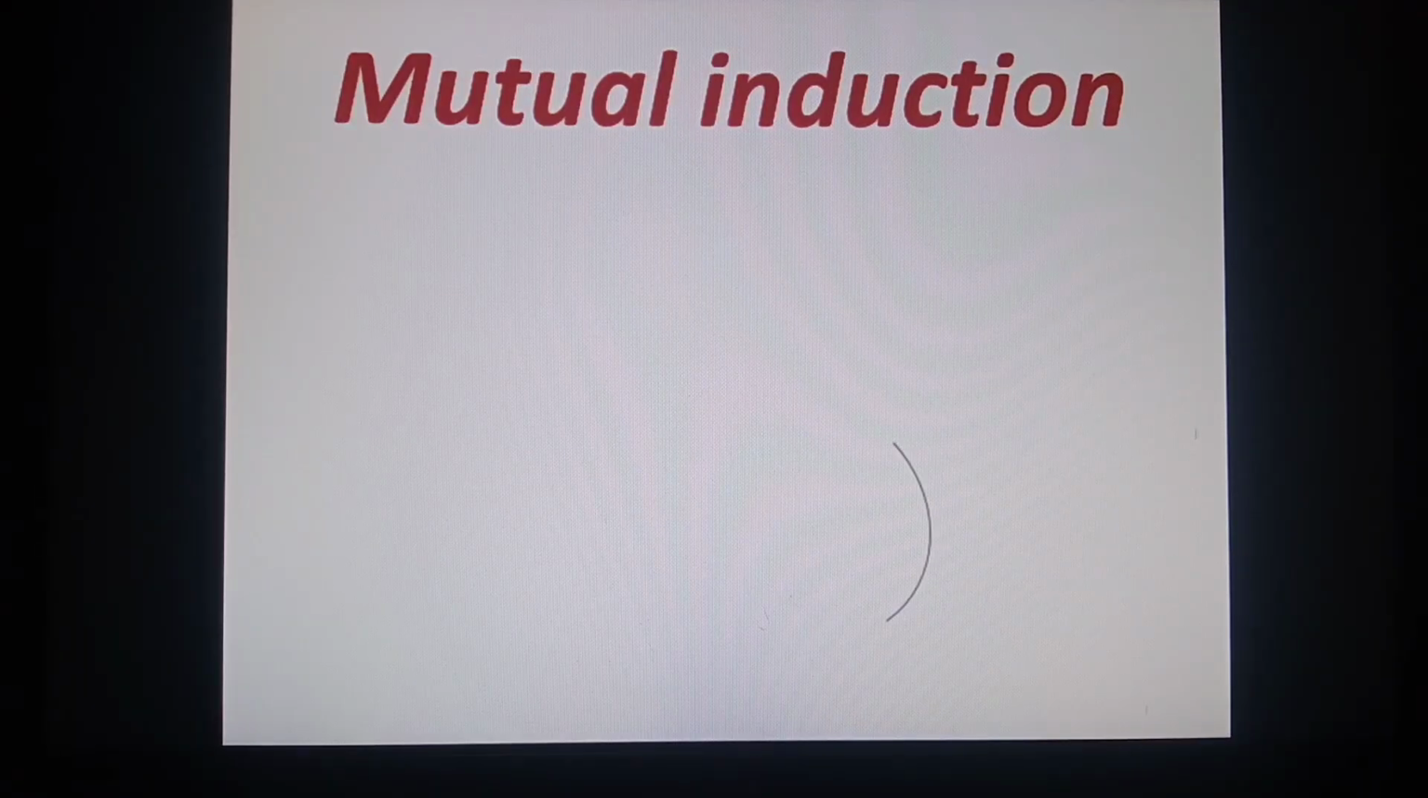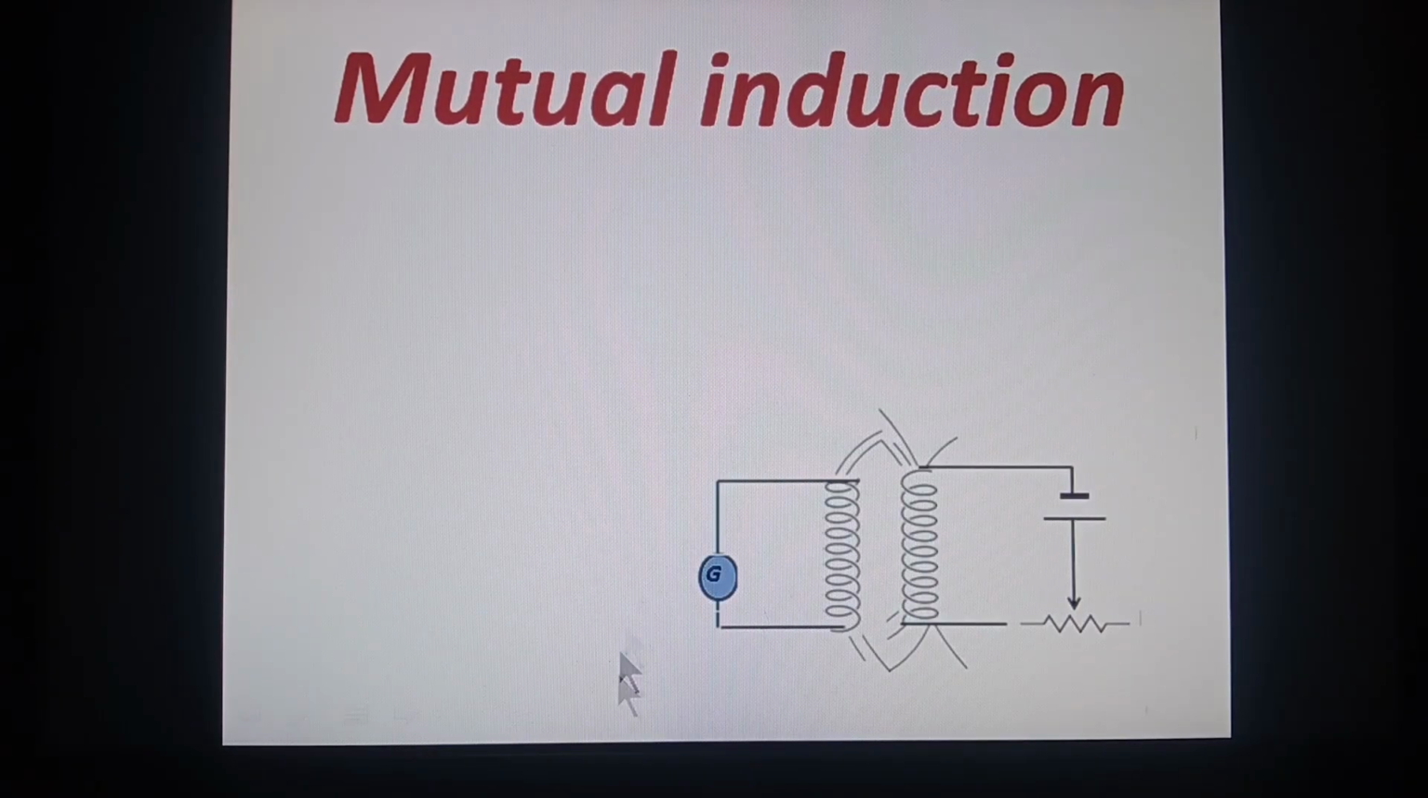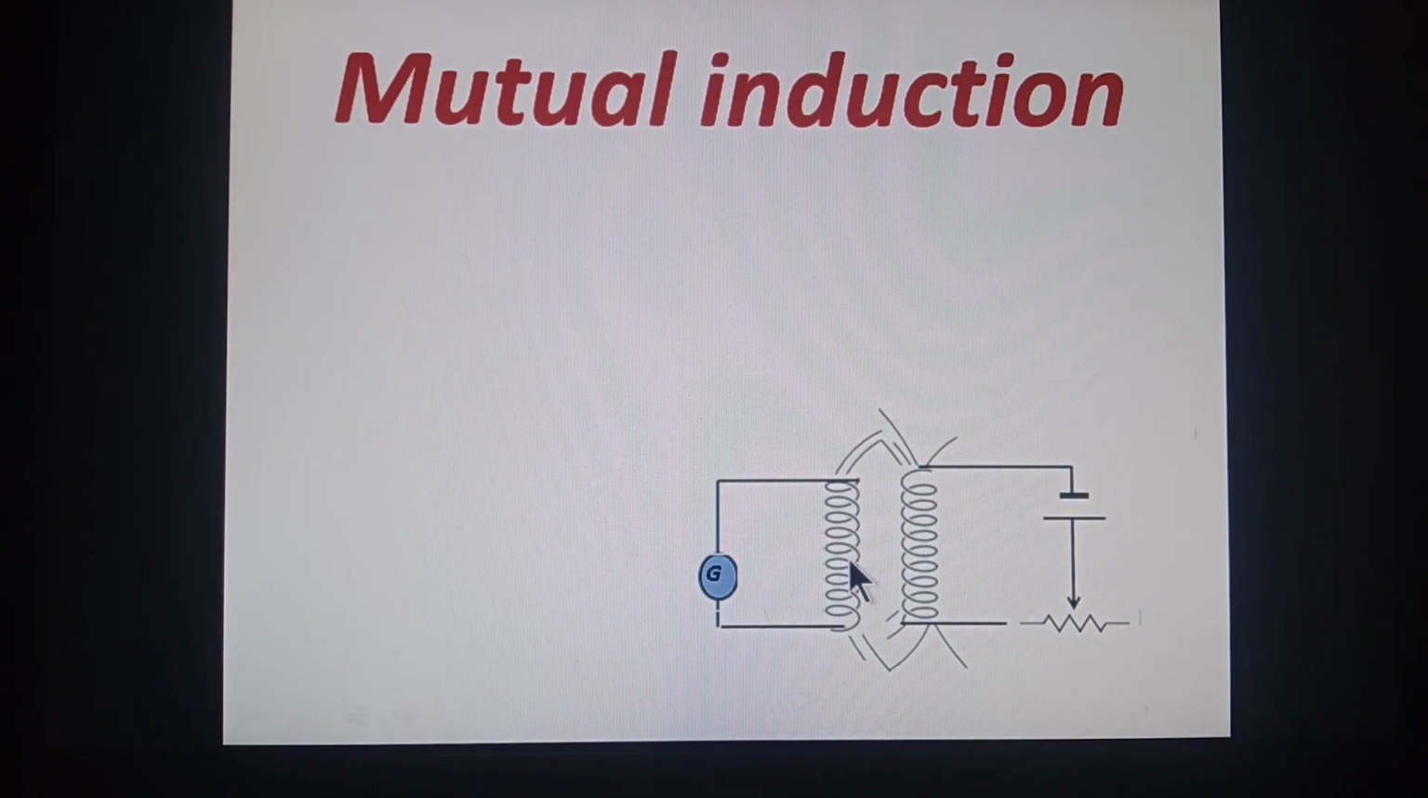The topic is mutual induction. Students, look at this circuit diagram in which two coils are placed near each other. One is connected with a variable voltage source. We call it the primary coil. The other coil lying nearby is connected with a galvanometer, having no voltage source or battery connected in its circuit.